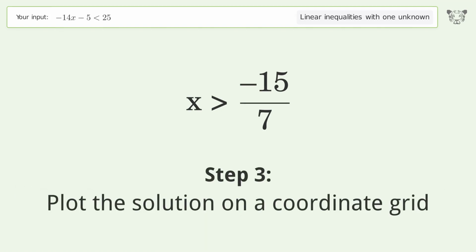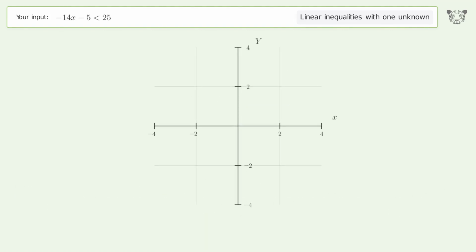Plot the solution on a coordinate grid. And so the final result is x greater than -15/7 greater than -21/7.